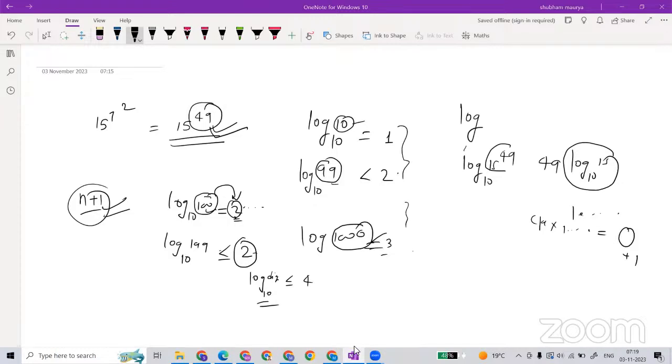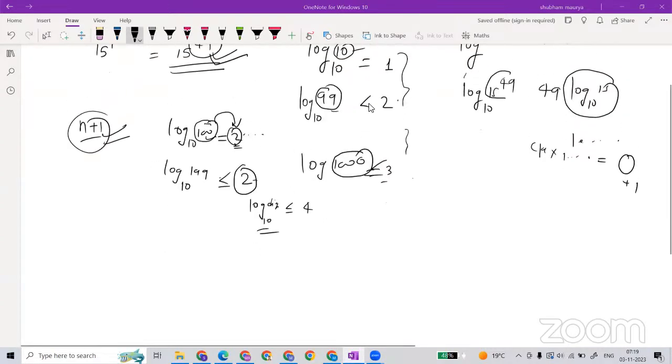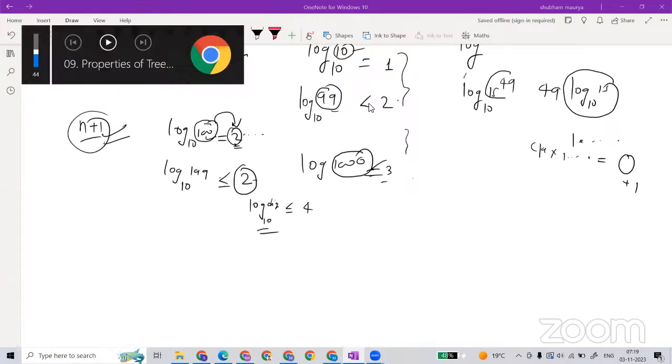Okay, this is the log property. So let's discuss the log. Sir, why do we need to add one? Can you repeat? I did not get it, please. Thank you. Sorry, which one?